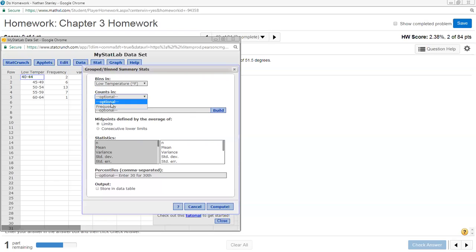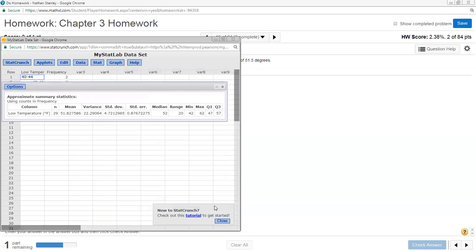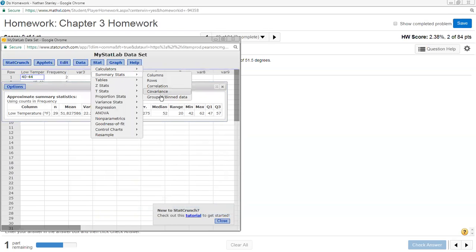So our counts are in frequency, and then we're going to compute our mean and our median. And our mean and median should all be in this list. Yes, median is in here, mean is in there, and everything. Let's compute. All right, look at that. Wasn't that simple? So our approach was a little different than the other examples I showed you, like problems 11 and 12. You go to Stat, you go to Summary Stats, and you go to Grouped or Binned Data.